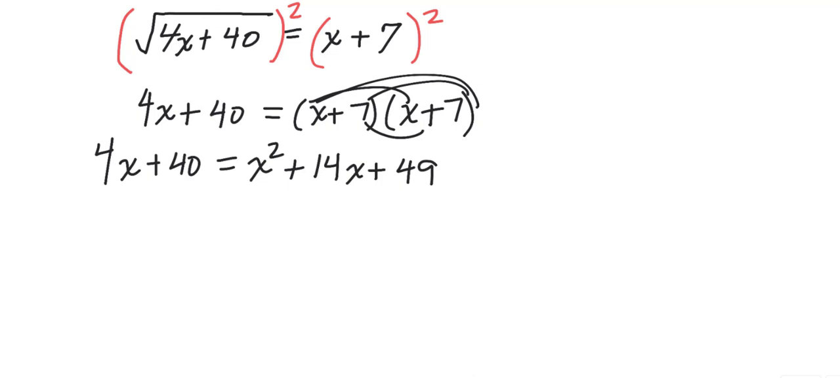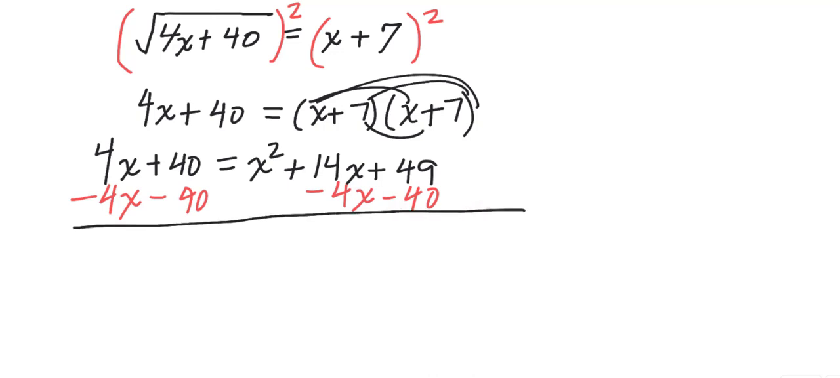All right, now I'm going to move everything to the other side. So I'm going to subtract 4x on both sides, and I'm going to subtract 40 on both sides. Just do it in one step here. So this side becomes 0 equals, bring my x squared down, 14x minus 4x is 10x, and then 49 minus 40 is 9. It looks like I could factor this.